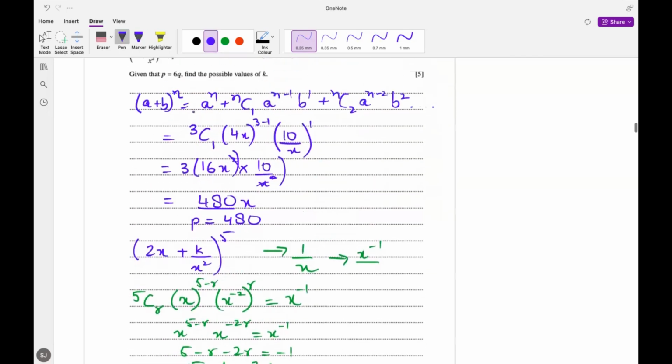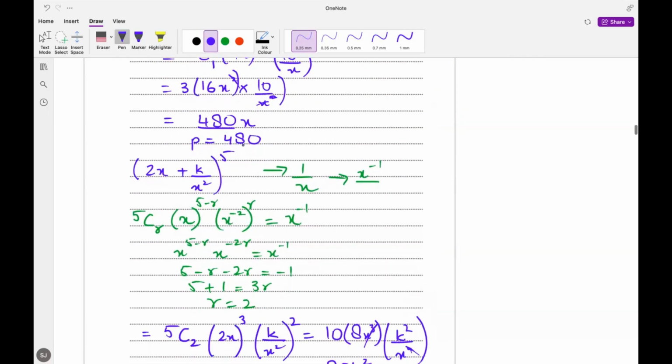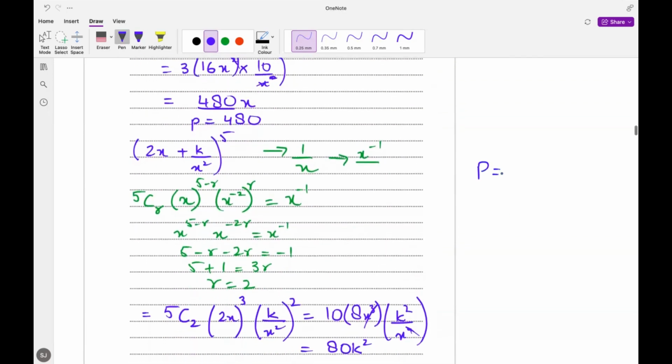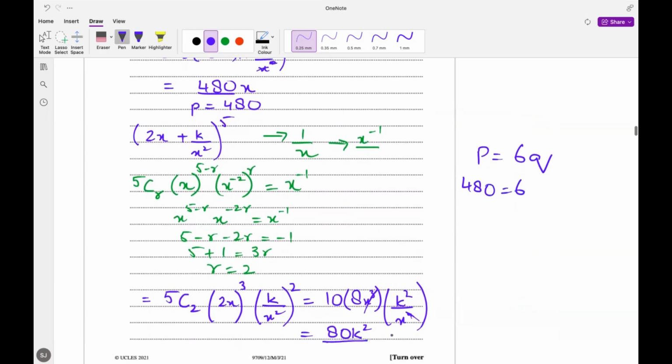In the question, it said that p is equal to 6q. The value of p was 480. So as p was equal to 6q, we'll write 480 over here is equal to 6 times q. And this was the coefficient of 1 upon x, which was 80k squared. So we'll write 80k squared in place of q. To find the value of k, this will become 480 divided by 80 into 6, which is also 480 equals to k squared. So k squared will be equal to 1. Taking the square root of 1, the value of k will be 1 and minus 1.